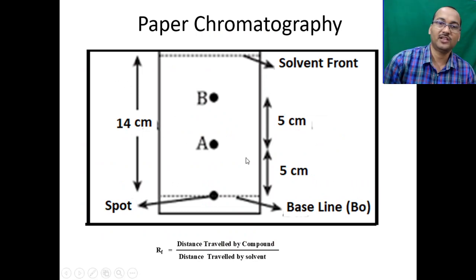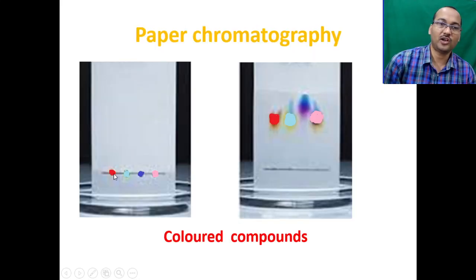Here you can see in the picture, this is the baseline, where at the middle of this paper we have spotted and circled. Here the compounds were spotted, and when we allow these compounds to move with the solvent, compounds A and B travel up to this distance, and this is the solvent front, up to 14 cm. The solvent has traveled 14 cm, compound A has traveled around 4 cm, and compound B has traveled around 10 cm from the baseline.